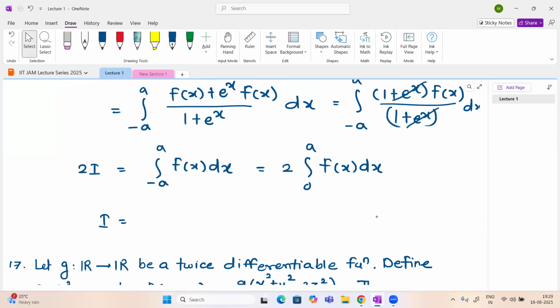Integral 0 to a of f of x dx. That's it. Very good. Okay, let me check the correct option.